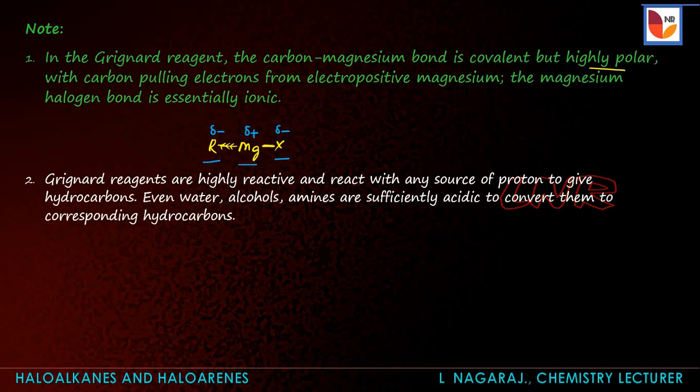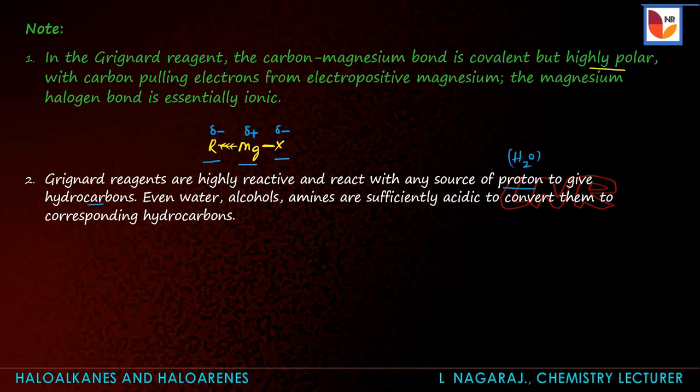Grignard reagents are highly reactive and react with any source of proton. A source of proton means, for example, the water molecule. Water is also a source of proton, that is, on ionization, it readily produces proton to give hydrocarbons. Even water, alcohol and amines are sufficiently acidic to convert them to the corresponding hydrocarbons.